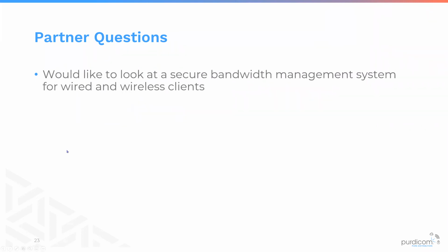Brilliant. So you would like to look at secure bandwidth management for wired and wireless clients. Okay, so with wireless clients and wired clients, all we're doing is rate limiting that VLAN effectively. No device can talk to another device unless they're in that VLAN. So if I've got VLAN 1 and VLAN 2, the two devices cannot speak to one another because they're completely segregated from the get-go.